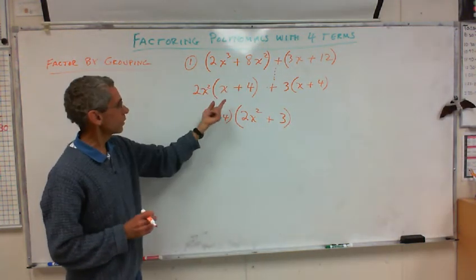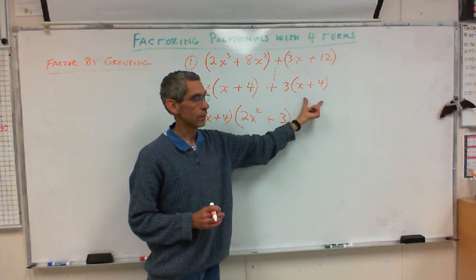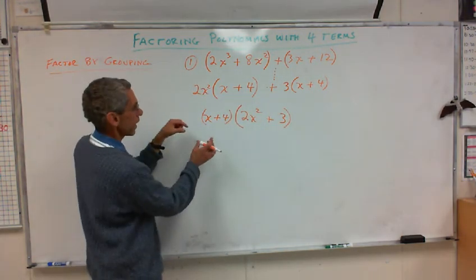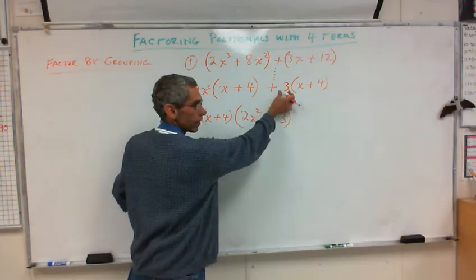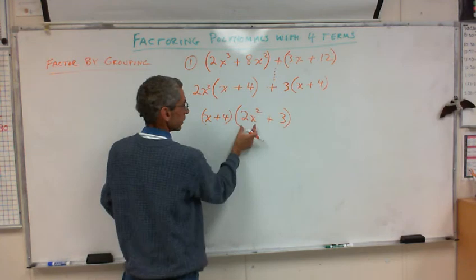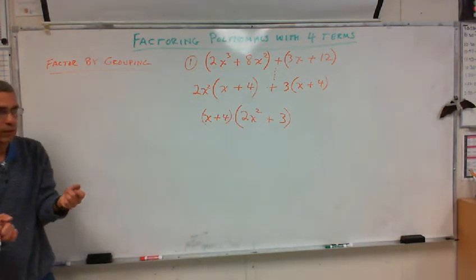Okay, then I notice I have something common in these two, right? So I'm going to factor those out. If I factored those out, what would I have left? I'd have this still, and I'd have this still, right? That's what I did. I factor this out, get rid of these, and I just have 2x squared plus 3. That's all I'm doing. See what I'm saying?